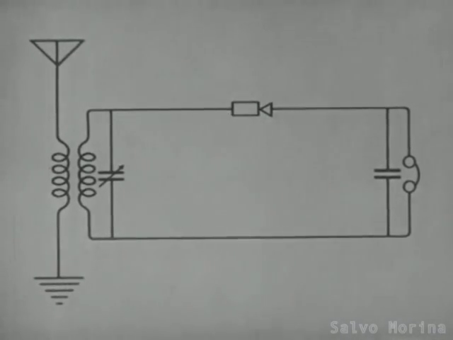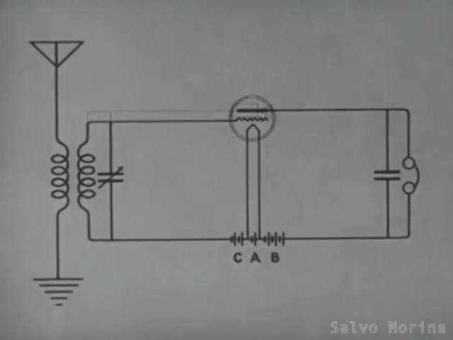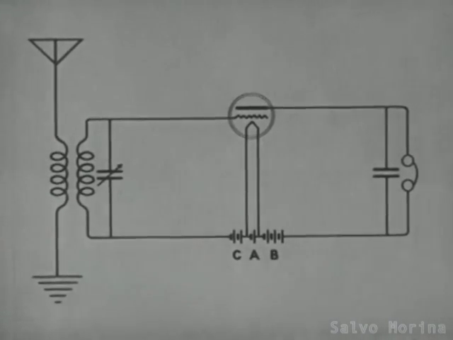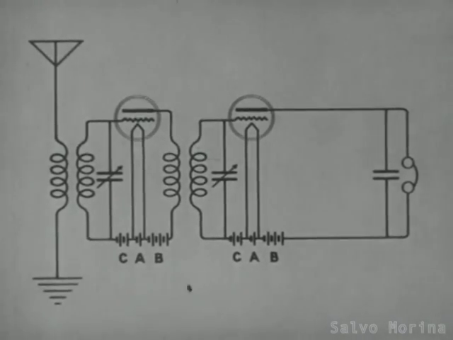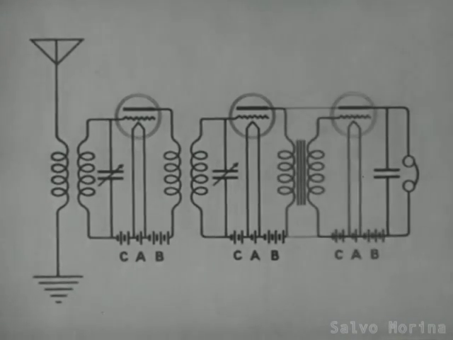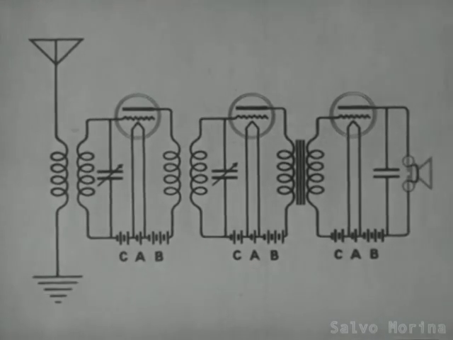Here is a diagram of a simple receiving set which uses a crystal as a detector. The vacuum tube is more efficient than a crystal because it also acts as an amplifier. If we wish a louder signal, we may add a radio frequency amplifier ahead of the detector. A still louder signal may be obtained by adding an audio amplifier after the detector. We can now use a loudspeaker instead of headphones.